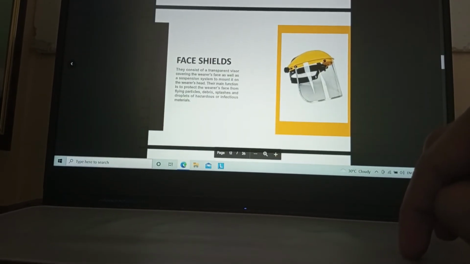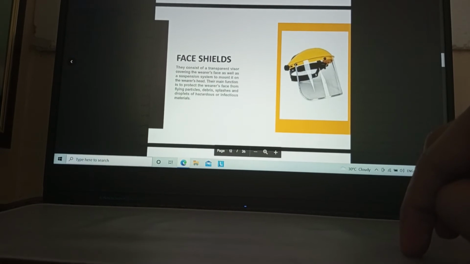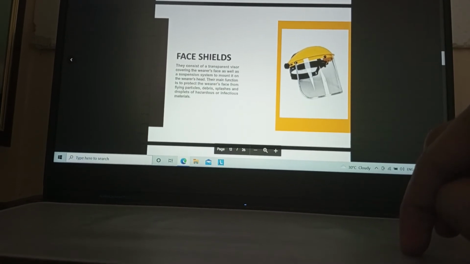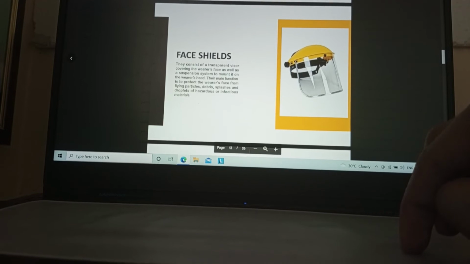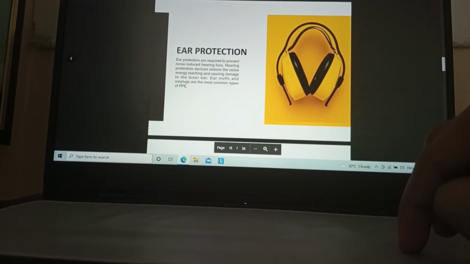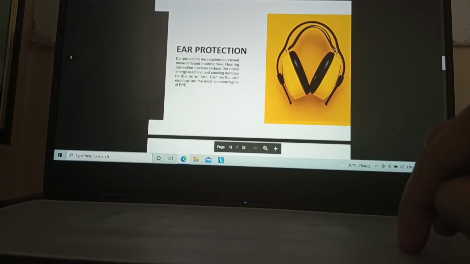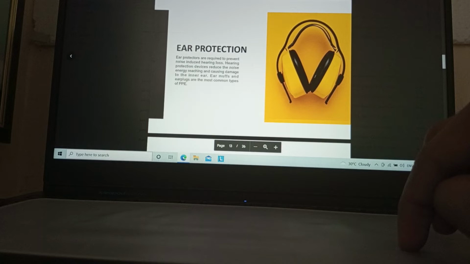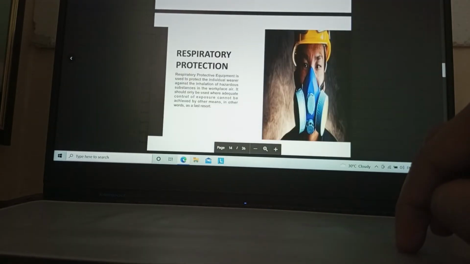Face shield. This consists of a transparent visor covering the wearer's face as well as a suspension system to mount it on the wearer's head. Ear protection. Ear protectors are required to prevent noise-induced hearing loss. A hearing protection device reduces the noise energy reaching and causing damage to the inner ear.